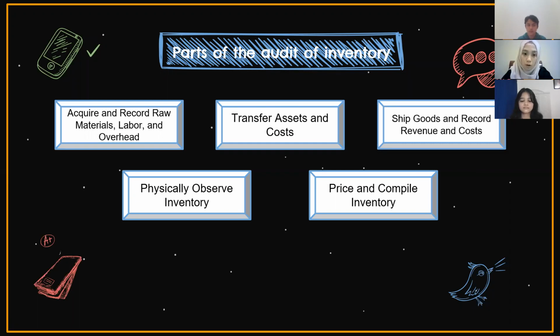And the last one, price and compile inventory. Costs used to value inventory must be tested to determine whether the client has correctly followed an inventory method that is both in accordance with accounting standard and consistent with previous years. Audit procedure used to verify these costs are called price tests. In addition, the auditor must perform inventory compilation tests, which are tests to verify whether the physical counts were correctly summarized, the inventory quantities and the price were correctly extended, and the extended inventory correctly put to equal the general ledger inventory value. Okay, that's all for me.